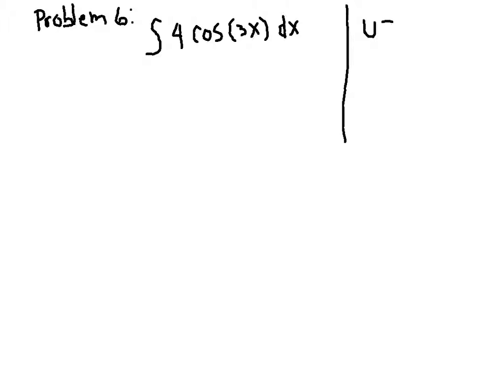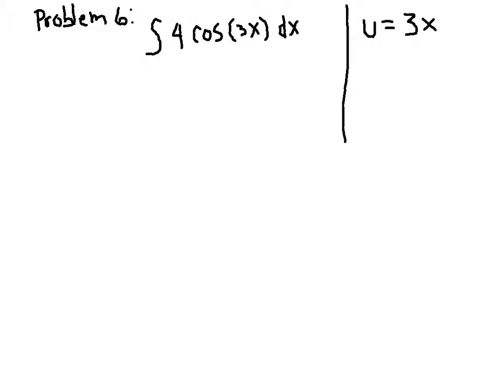So in problem 6, we're going to be integrating 4 times the cosine of 3x dx. Now our first step is to identify u. We're going to be using u substitution. In this case, our u is 3x.